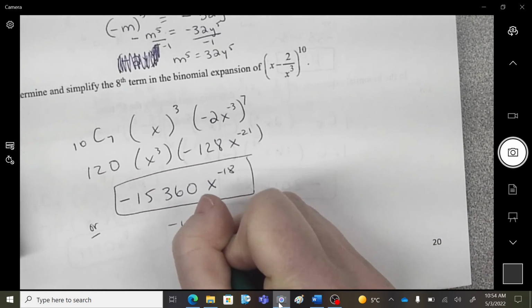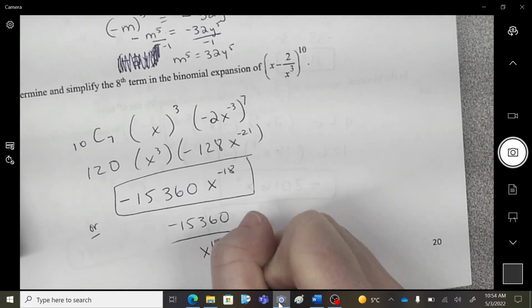Or we could move that to the bottom to show you it's a positive integer.